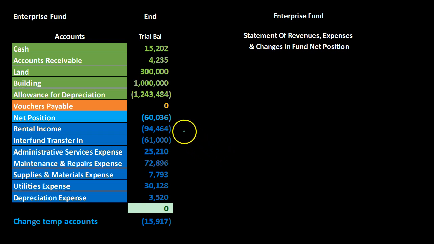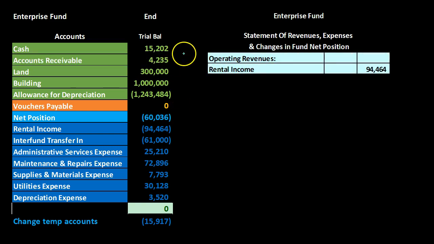We're going to be taking a look at those accounts below what would be like the equity section, the net position section, the temporary type of accounts here. So we're going to start off with the operating revenues. That's going to be the rental income. So rental income has a credit here. It's going to be the only item we're going to put in the operating revenues. So we're going to put it in the outer column.